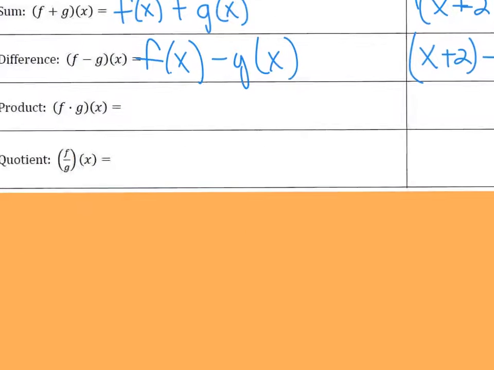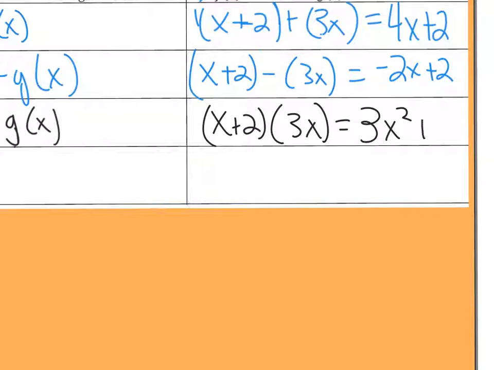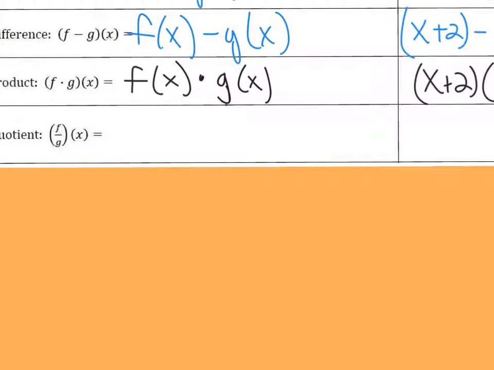Then multiplication and division obviously make their own messes here. That's going to be f of x times g of x. So it's just multiplication, which we've talked about before. It doesn't go away. So that's just going to be x plus 2 times 3x, which is going to be 3x squared plus 6x. And last but not least, division, which I'm hoping most of you could figure out, is just going to be f of x over g of x.